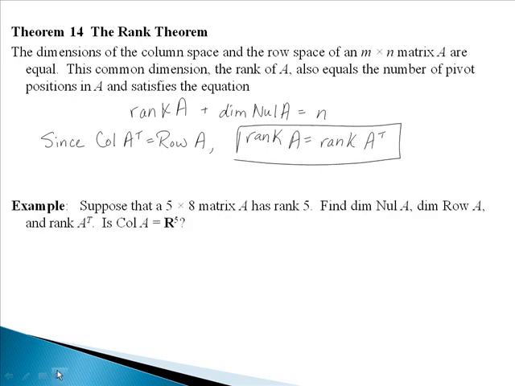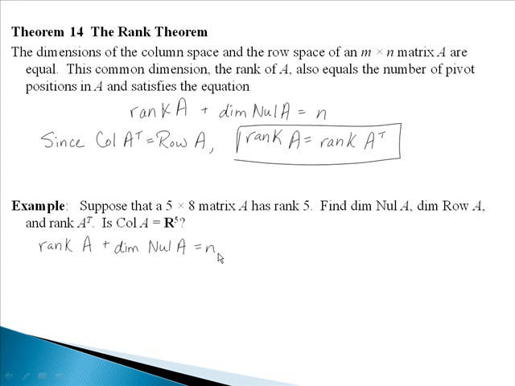In this example, we're going to suppose that a 5 by 8 matrix A has a rank of 5. So we want to find the dimension of the null space of A, the dimension of the row space of A, and the rank of A transpose. And then we want to answer the question, is the column space of A equal to R5? So we have our formula here: the rank of A plus the dimension of the null space of A equals n.